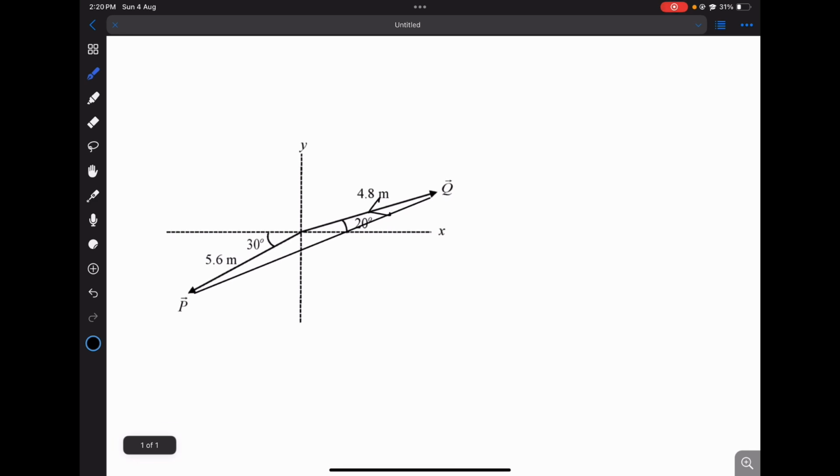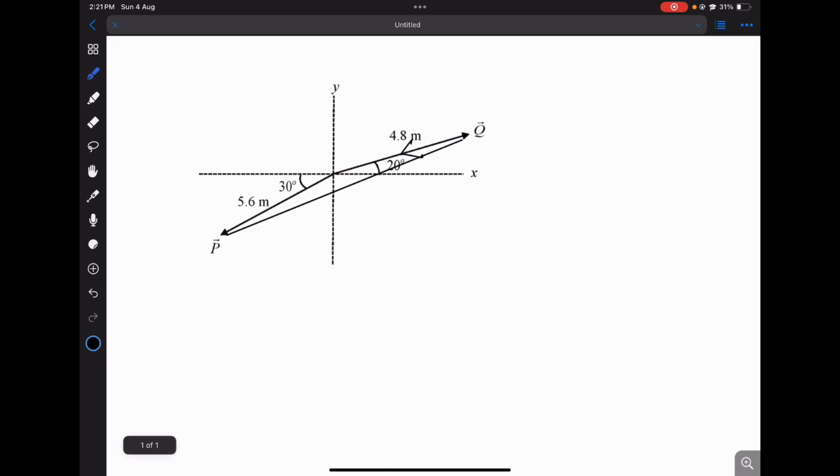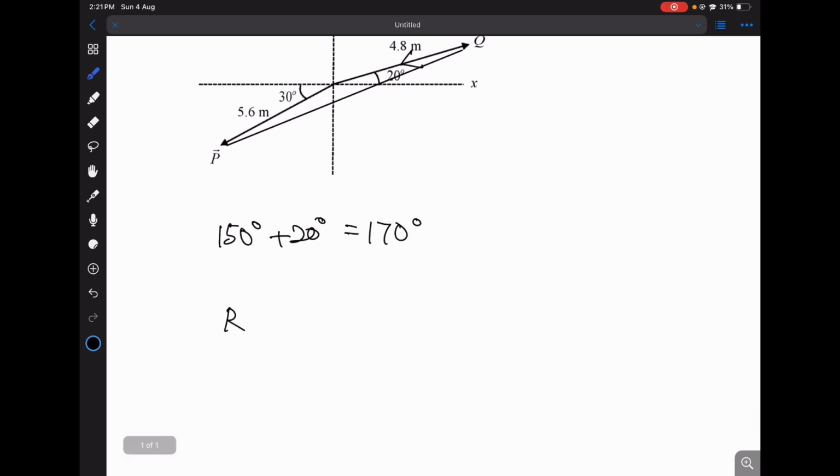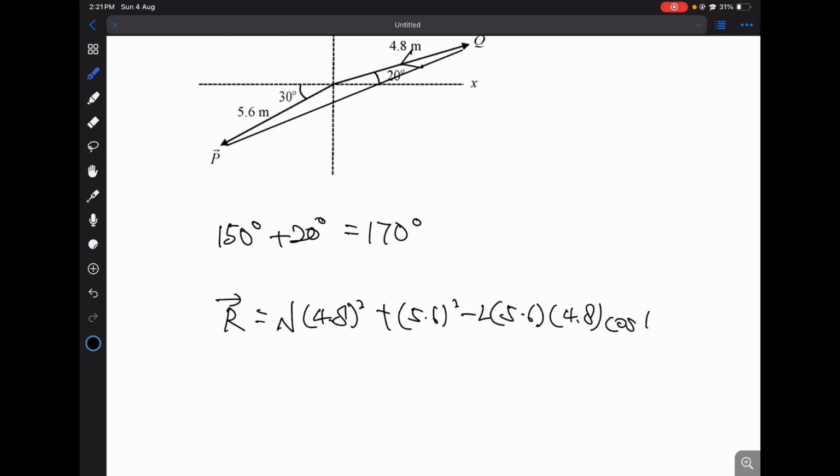We can calculate the magnitude of vector R by using the cosine rule. So let us find the angle first. The angle would be 150 degrees plus 20 degrees equals 170 degrees. And the magnitude of vector R would be the square root of 4.8 squared plus 5.6 squared minus 2 times 4.8 times 5.6 cosine 170 degrees, and the answer would be 10.36 meter.